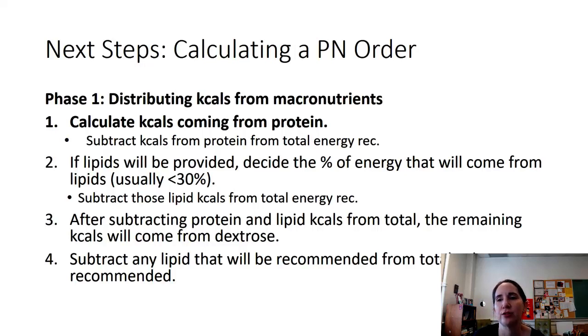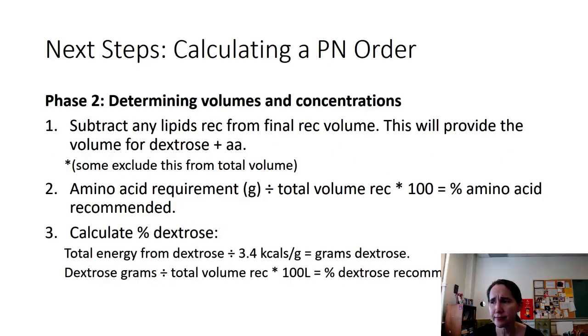Now you have to determine the volumes and concentrations and distribute the calories for macronutrients. I like to start with protein first because we prioritize protein in the ICU. So first I subtract the kcals from protein from the total energy that's recommended, and then if lipids will be provided, I decide the percent energy from lipids and subtract those, and then the remainder comes from dextrose. Now we subtract the lipid from the total volume recommended, and then we determine the total volumes and concentrations.